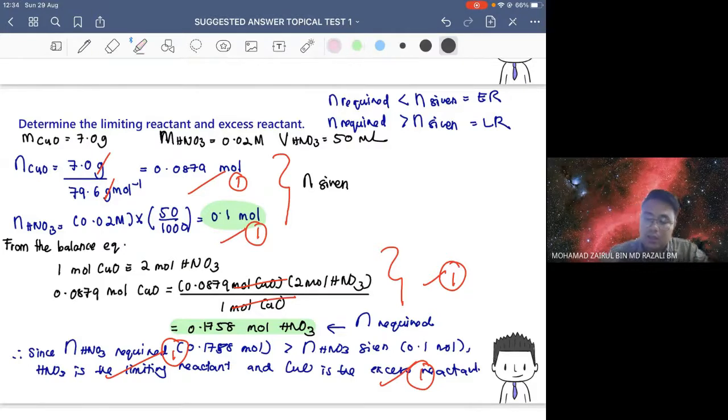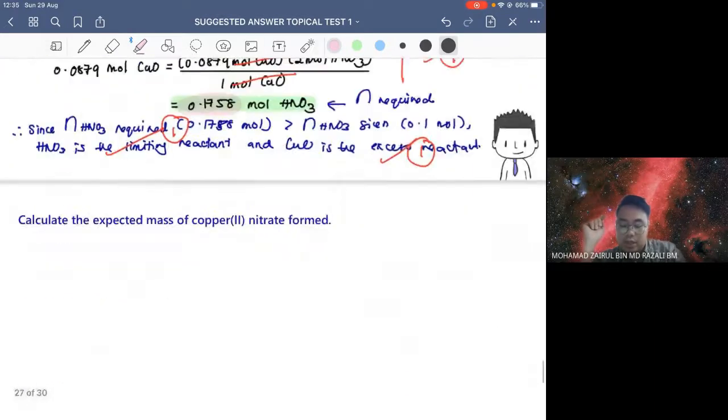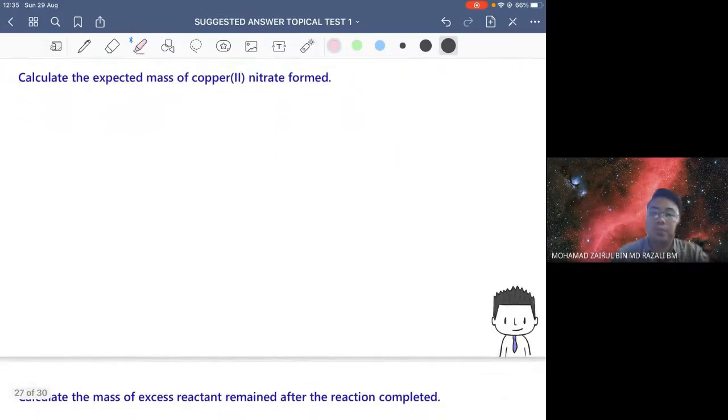Ingat, macam saya cakap tadi, at the earliest part of the calculation, you need to make sure that calculation awak tu ambil lah 4 atau 5 decimal places, sebab nanti dia akan affect awak punya final answer. Dah final nanti baru awak boleh round off jadi 2. Tapi awal-awal tu ambil je banyak 4 atau 5. Okay, once kita dah determine siapa limiting reactant, any calculation after that you need to use the mole given limiting reactant. Okay, so calculate the expected mass of copper to nitrate form.